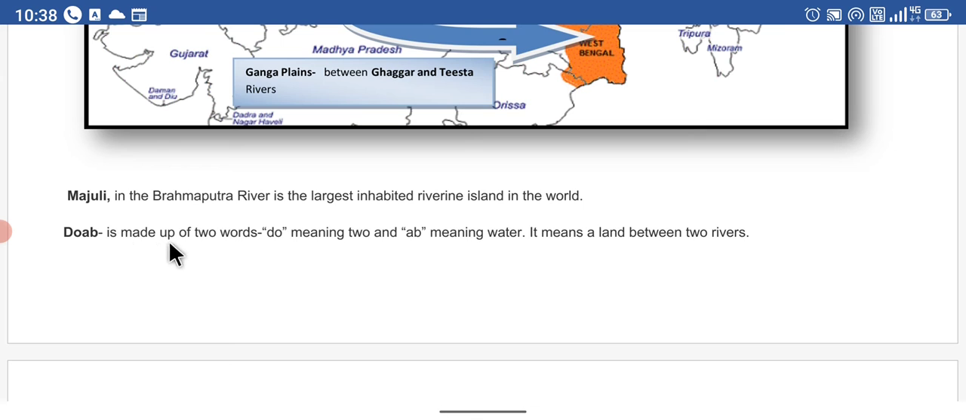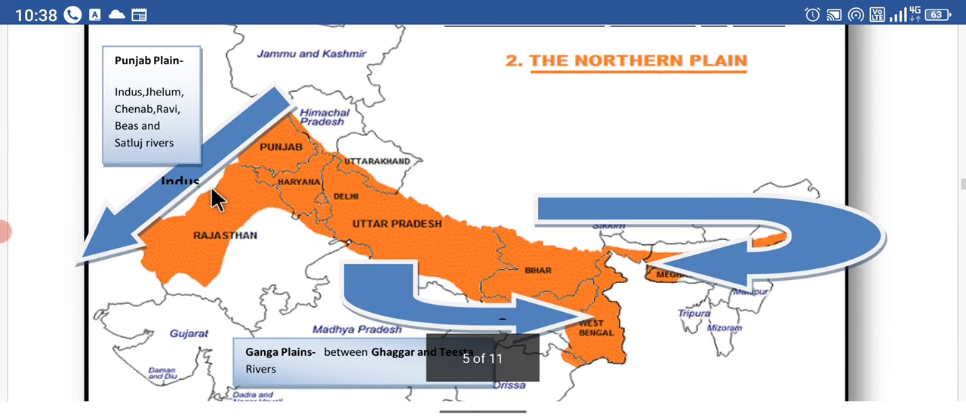Doab. It is made up of two words, do meaning two and ab meaning water. It means a land between two rivers. In the same manner, this area is known as Punjab. Panj means five and ab means river. It means a land of five rivers.